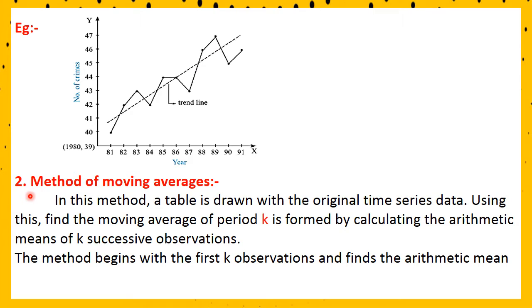Now the second method, moving averages. In this method, from the given data, we will find the average of period k, which is formed by calculating the arithmetic means of k successive observations. If there are 10 observations, suppose, we will calculate the arithmetic mean of 3 observations or 4 observations successively. Then this method begins with the first k observations and find the arithmetic mean.